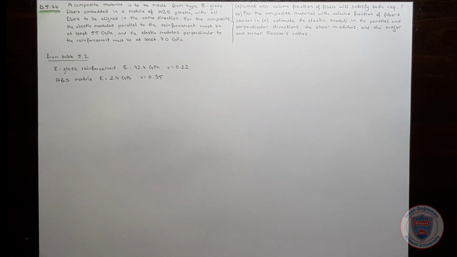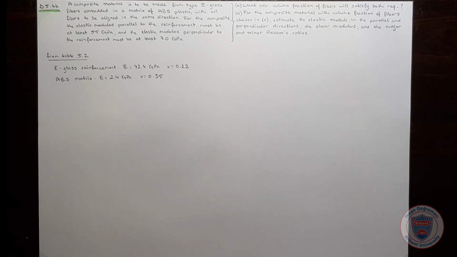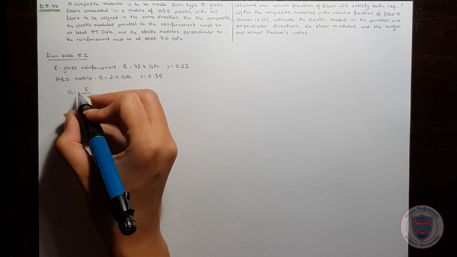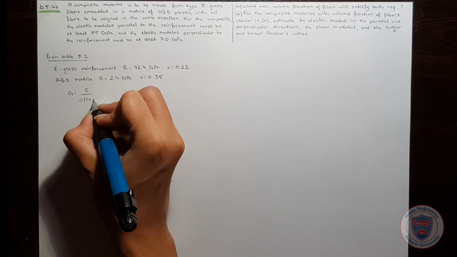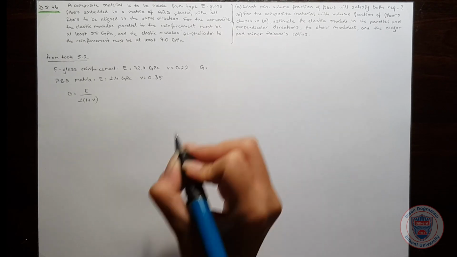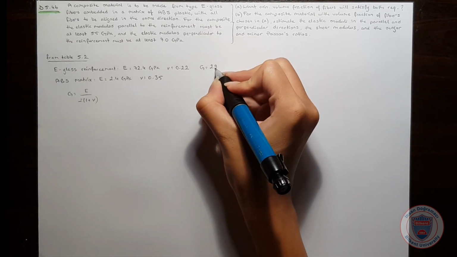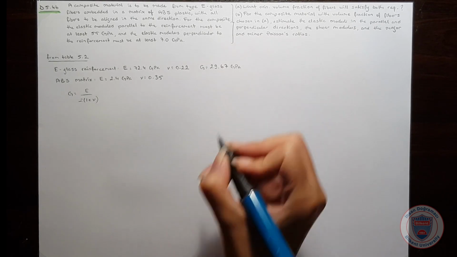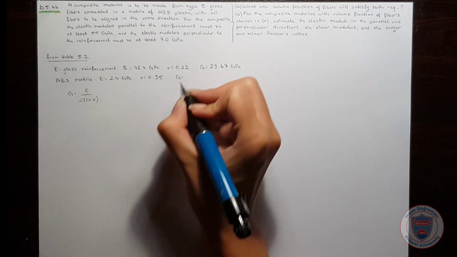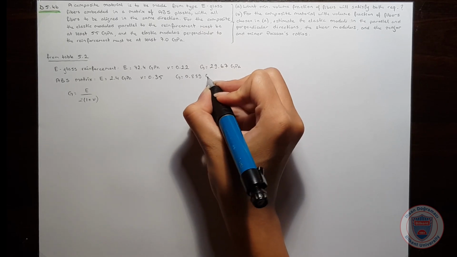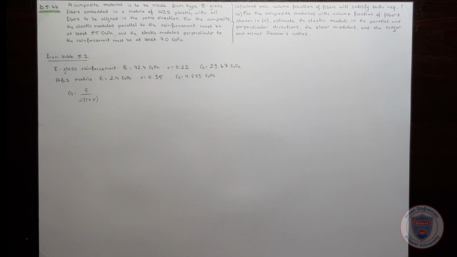0.35. We will also need the shear moduli, so let's calculate it by using the formula G is equal to E over 2 times 1 plus mu. So that we have G is equal to 29.67 GPa for E-glass and G is equal to 0.889 GPa for the ABS matrix. Let's start with part A.